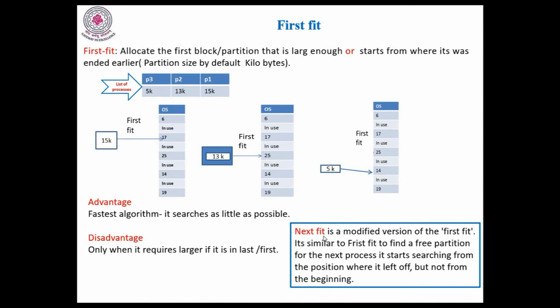Next fit. Next fit is a modified version of first fit. It is similar to first fit. To find a free partition for the next process, it starts searching from the position where it left off, but not from the beginning. It starts from where it ended earlier, and this process is called next fit. So next fit is a modified version of first fit.